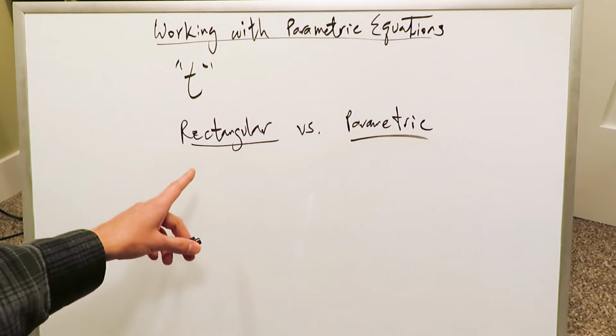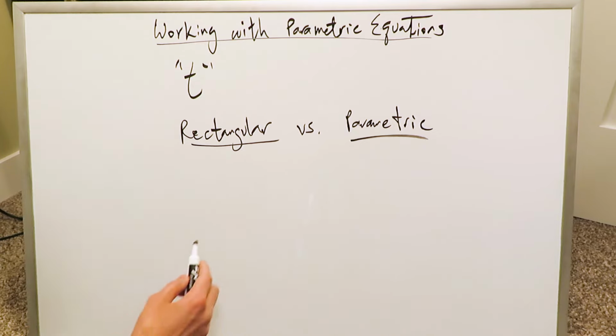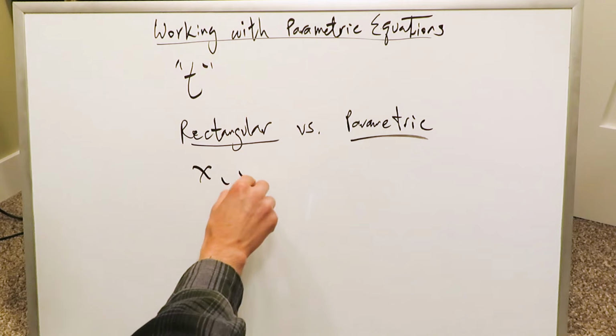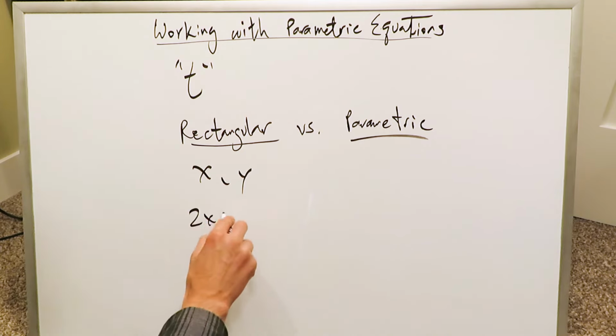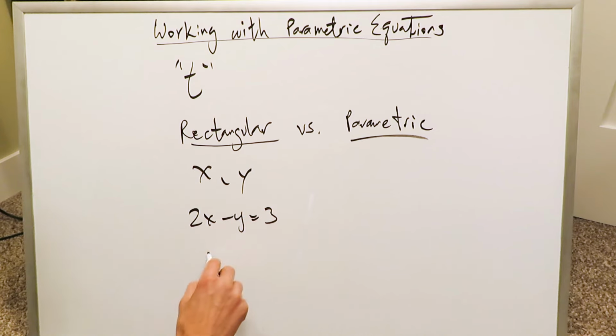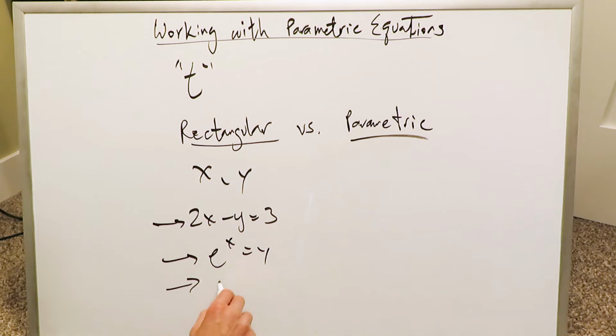The rectangular equation form is what you've been familiar with all along, equations which have the x and y variable in them and only the x and the y. Such equations would be 2x minus y is equal to 3, or e to the x is equal to y. These are rectangular equation forms. You can even say y is equal to 2 sine x. You have the x and the y variable.